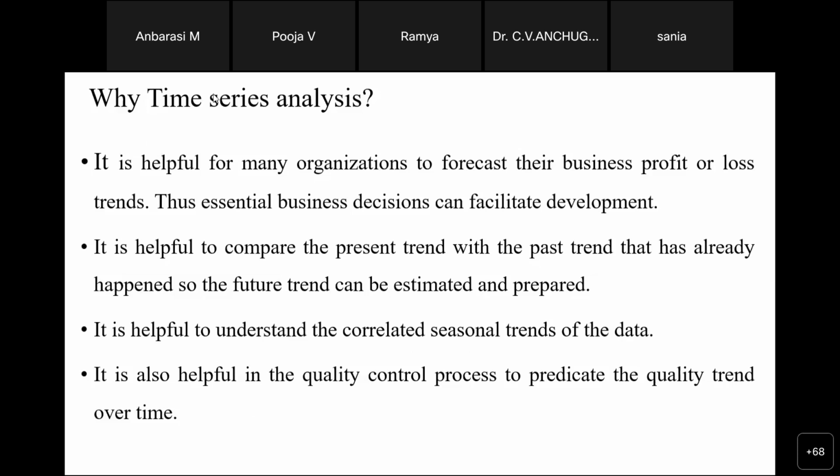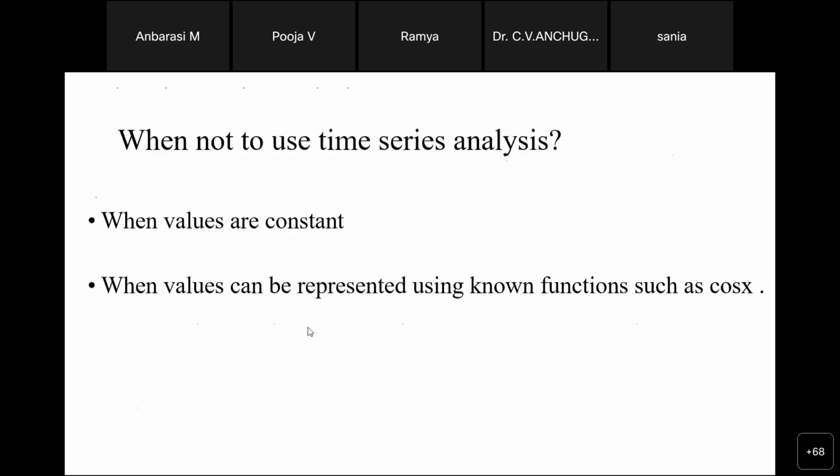These are all the applications. That is why we need time series analysis. Whenever the data is related to time, we can apply time series analysis. Mainly we try to analyze the historical data. Based on the historical data, we can predict the future values or future trend. It is possible to predict it. For that purpose only we go for time series analysis.